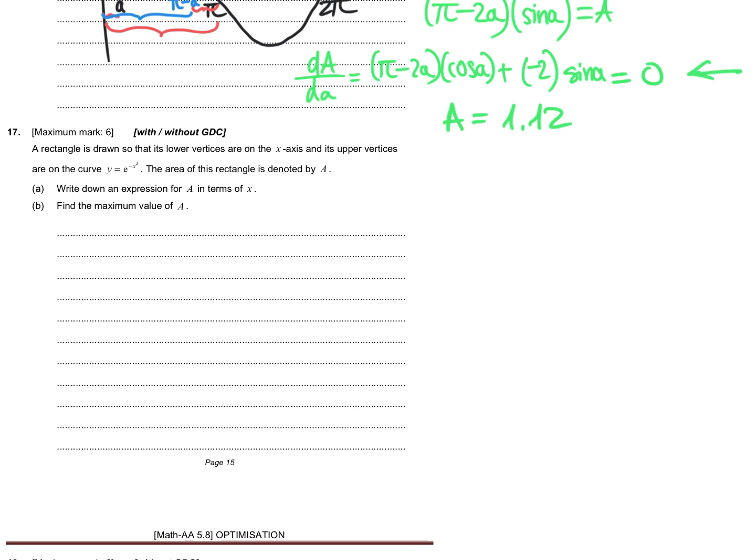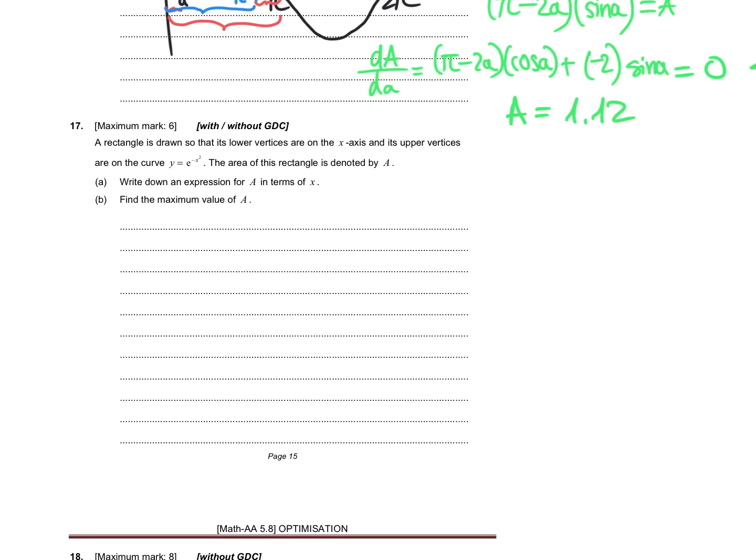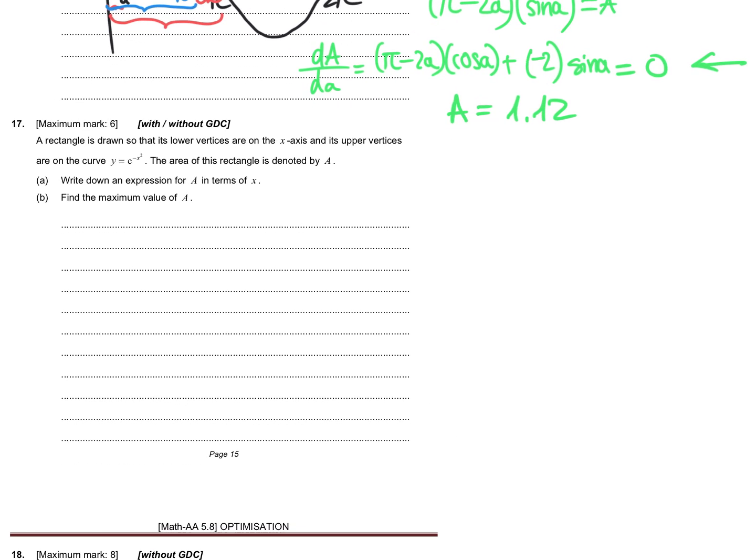Anyways, whatever. 17. A rectangle is drawn so its lower vertices are on the x-axis and its upper vertices are on the curve y equals e to the negative x squared. All right, so I put this in the graphing calculator. So we get something like that, okay? So it's going to be a rectangle like this.